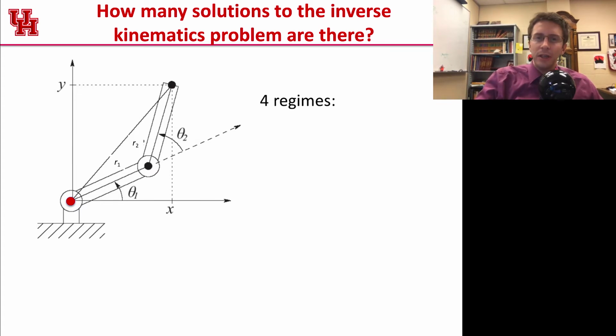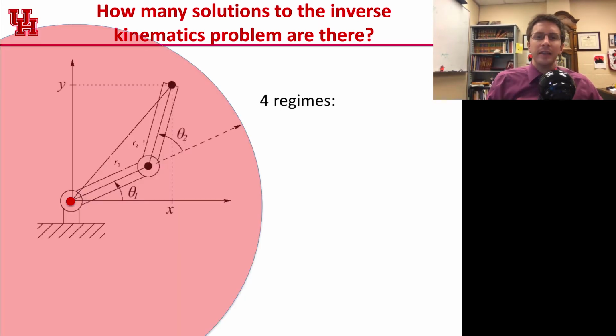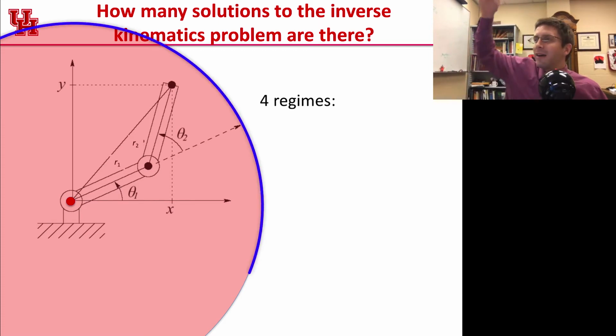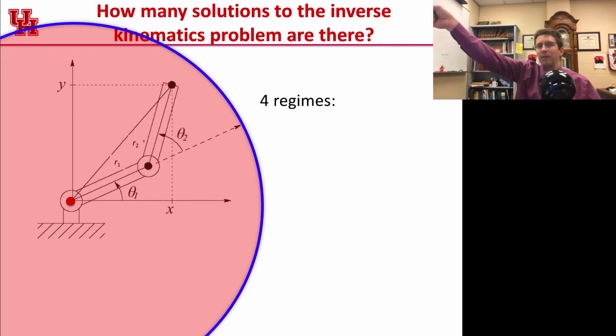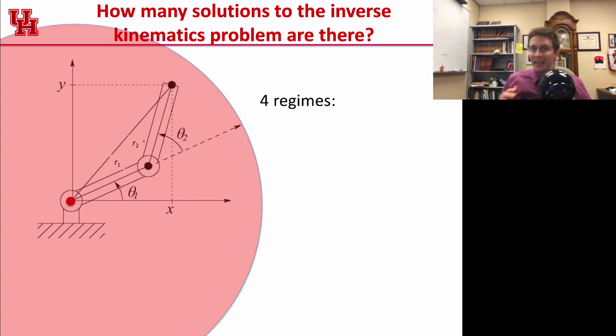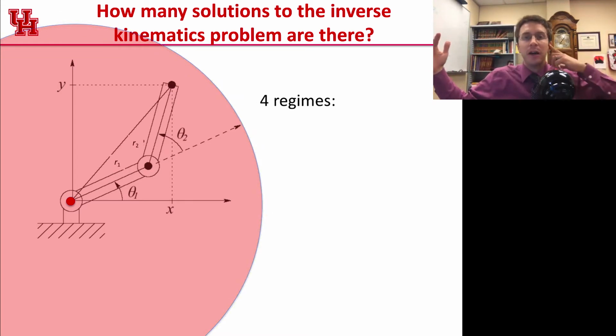The next regime that we have is anything that's within this pink region, because anything that's in that region I can solve with an elbow up and an elbow down position. The next one is right on the edge of our workspace, and there I can only get there by having theta 2 be exactly 0. So there's only one solution for every point along that border. And then anything outside that region is unreachable, and so there are 0 solutions.